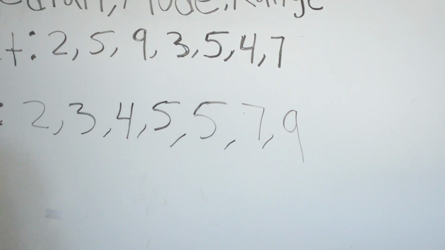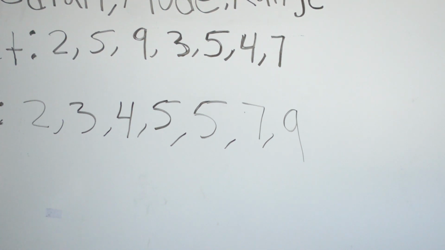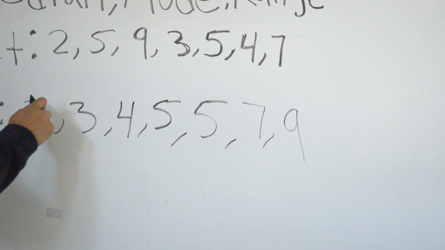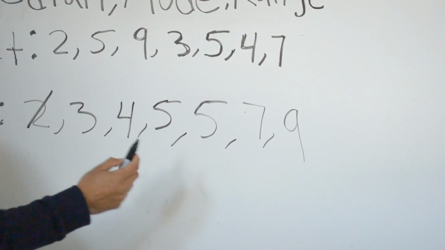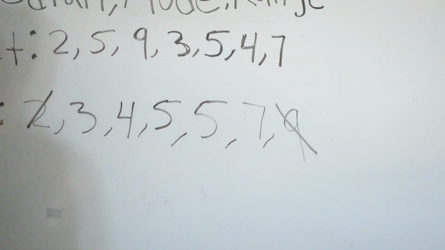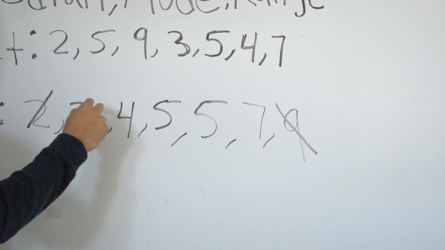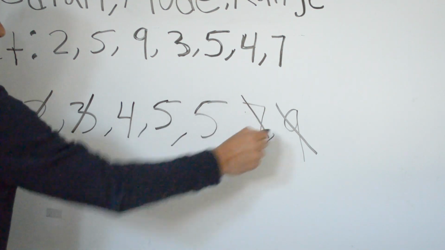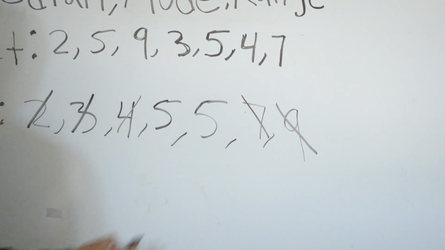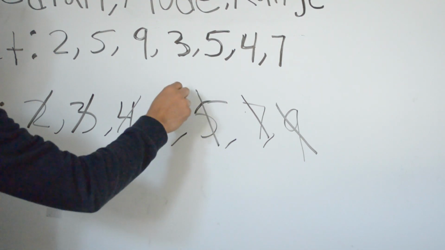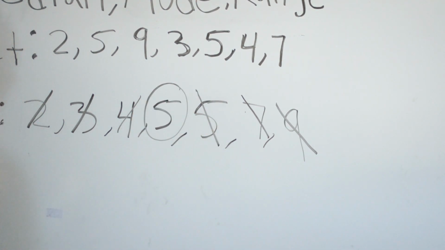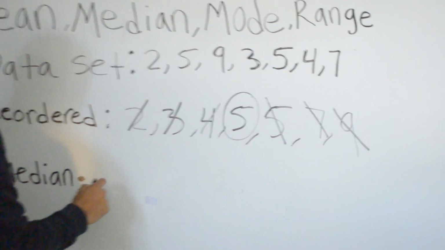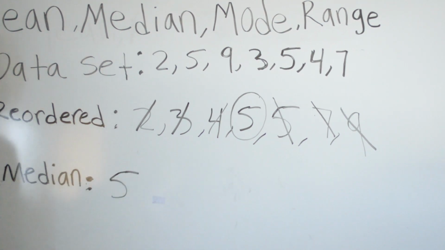and 9. The way I do it to make it easy on yourself is you go to the least number, which is 2. You cross out 2, and then you go to your greatest. You cross out 9. Then you go back, you go left to right. You go 3, cross out. Then you cross out 7. Cross out 4, cross out 5, and it leaves you with only one number because it's odd. So your median in this data set is going to be 5.